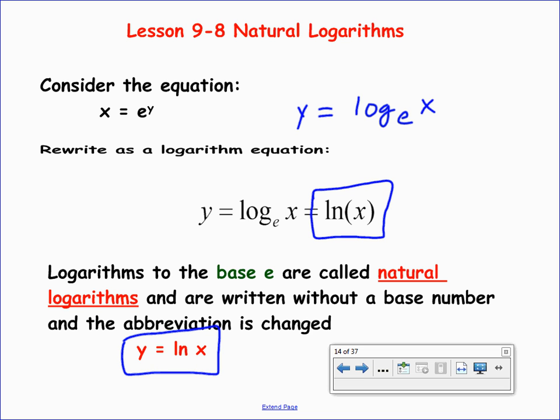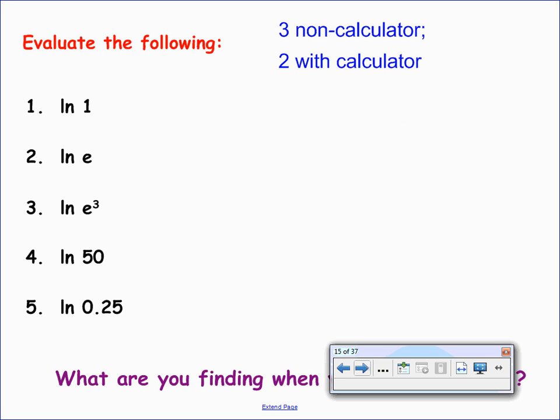The invisible base on ln is e, okay? The invisible base on a natural logarithm is e. Just like the invisible base on a common log, log, is 10. We can evaluate 3 of these again without a calculator by asking an exponent question.